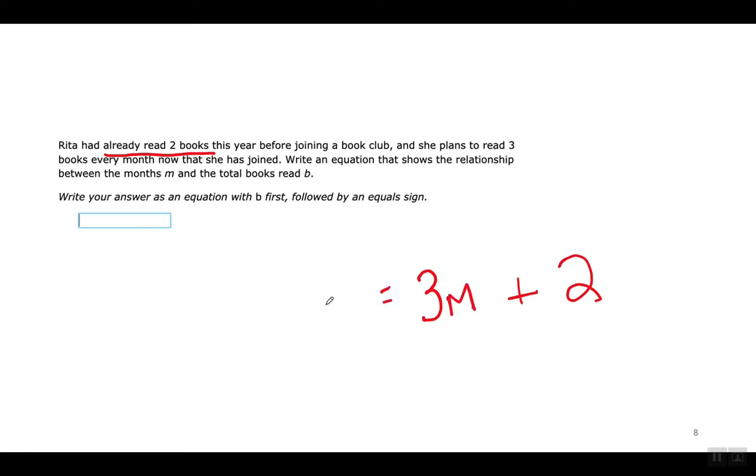Write an equation with B first for the total number of books. So the total number of books equals 3 per month plus the 2 books that she already read.